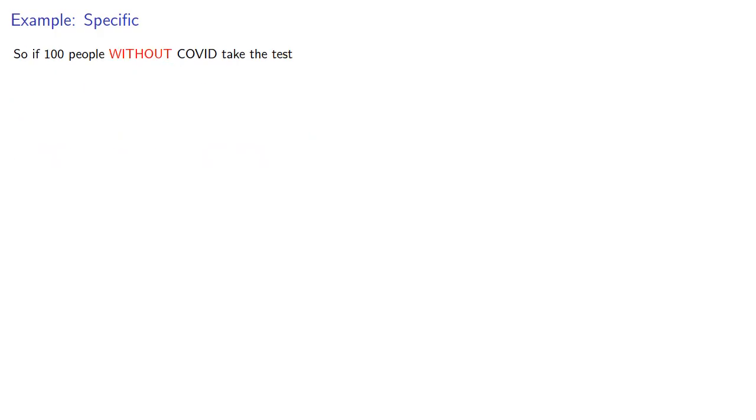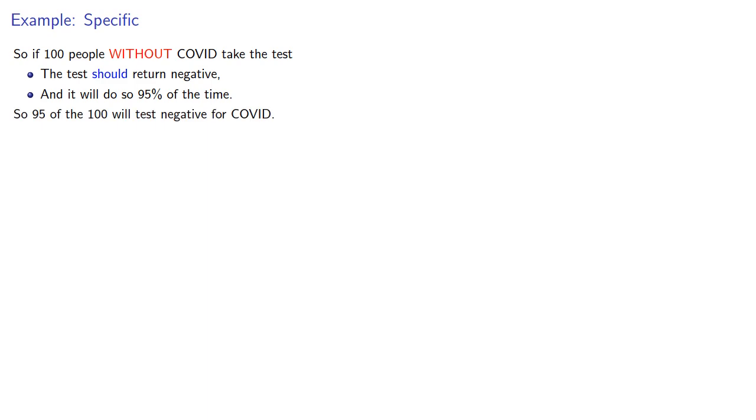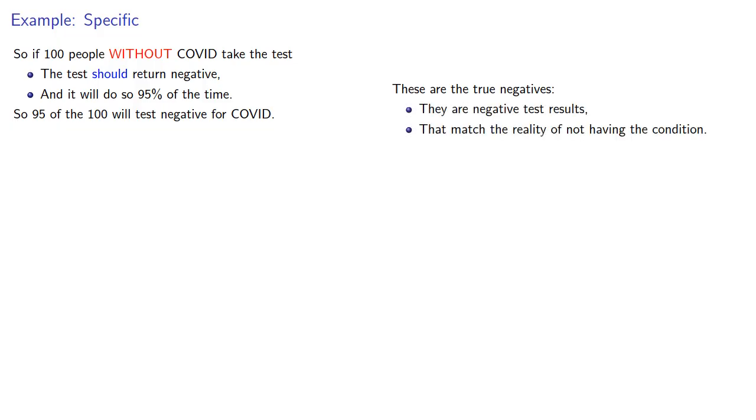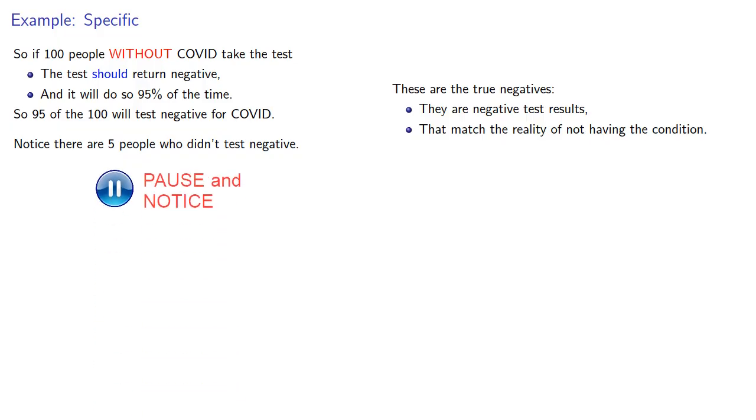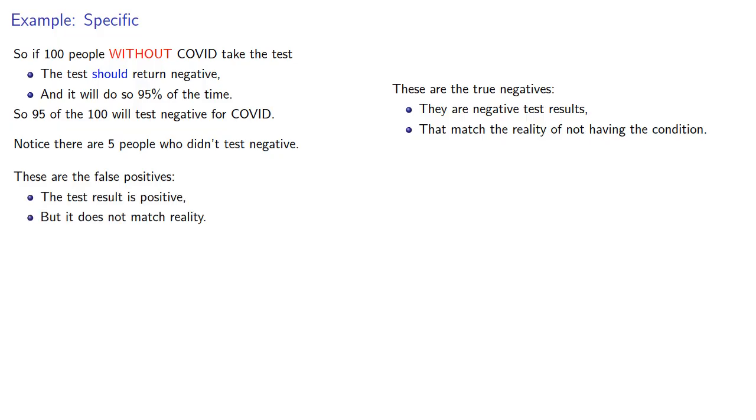So if 100 people without COVID take the test, it should return negative, and it will do so 95% of the time. So 95 of the 100 will test negative for COVID. And again, these are the true negatives. They are negative test results that match the reality of not having the condition. And notice there are 5 people who didn't test negative. These are the false positives. The test result is going to be positive, but it doesn't match reality.